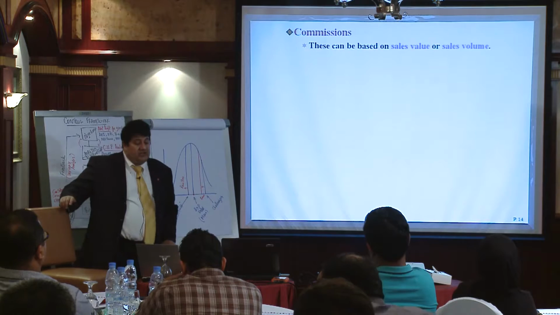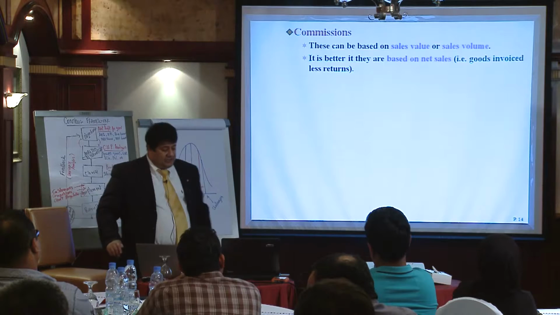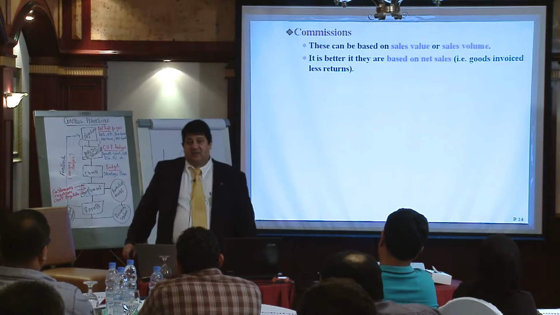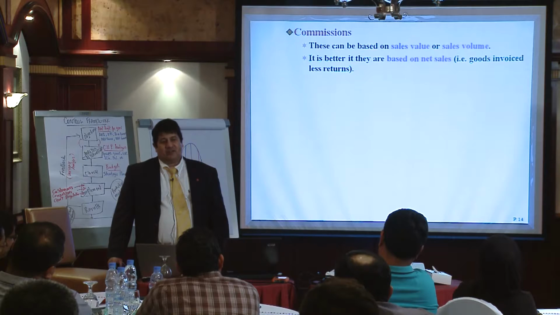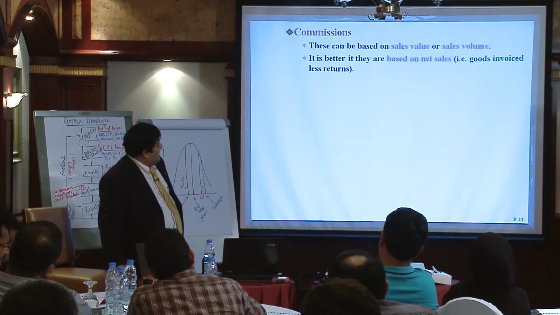It is better that they are based on net sales, that is goods invoiced, less returns. Otherwise you are going to have the problem where they invoice at the end of the month, and they get their commissions on it, and then return it at the beginning of the next month. Okay, where the invoice is going up to their uncle's company. And even better is if it's on money collected.